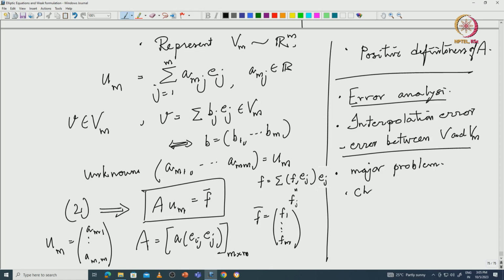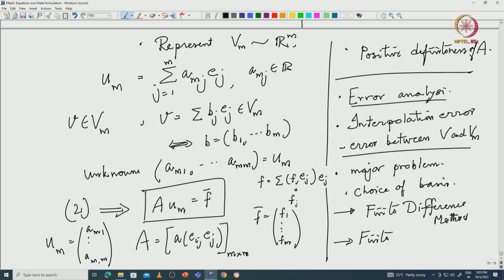is the choice of your basis. How do you choose the basis? There are interesting methods developed over the last several decades. Among them the earliest are the finite difference methods. Finite difference was probably developed even much before, but one of the very prominent methods is the finite element method. You discretize the domain. Using the discretization, you construct a finite dimensional basis of elements for H1 naught of omega, and then you construct your V_m.